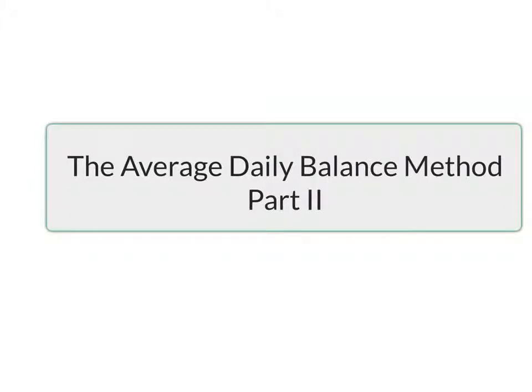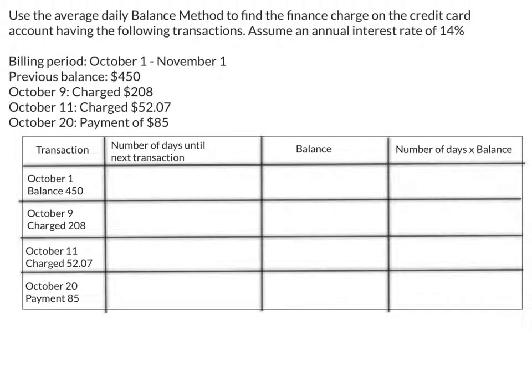The average daily balance method, part 2. Use the average daily balance method to compute the finance charge on the credit card account for the previous month. The starting balance and transactions on the account for the month are given. Assume an annual interest rate of 14%.